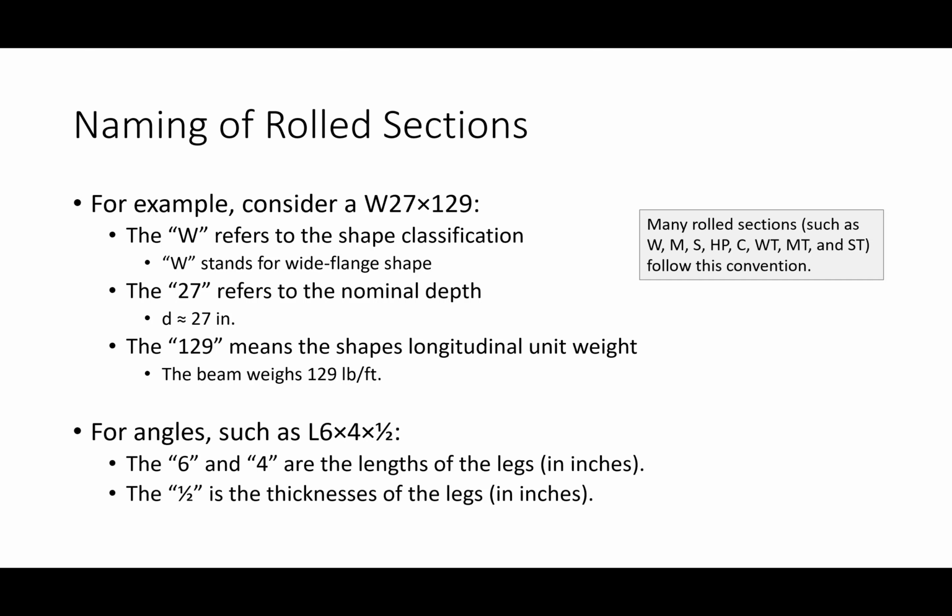Now, angles are a little different. Angles are named, so if you have an L shape, you can either have an equal leg angle or an unequal leg angle. So this is an unequal one. So we have a 6 by 4 by half. The 6 and the 4 correspond to the depth of one leg and the depth of the other, and the half is the thickness of the leg.